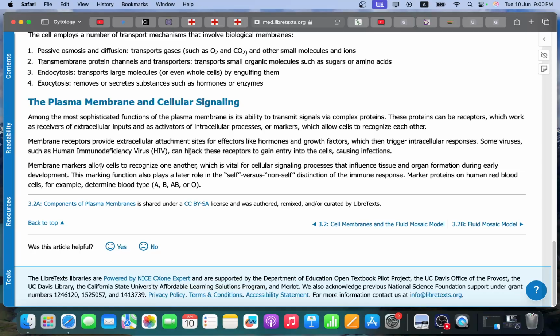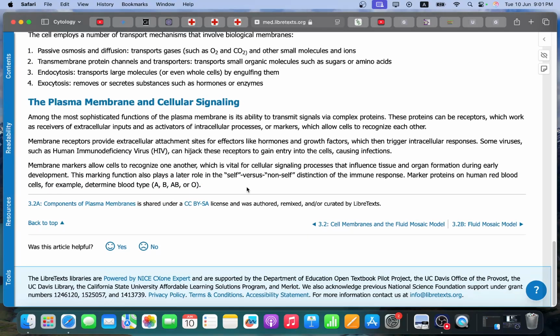Membrane markers allow cells to recognize one another, which is vital for cellular signaling processes and processes that influence tissue and organ formation during early development. This marking function also plays a later role in the self versus non-self distinction of the immune response. Marker proteins on human red blood cells, for example, determine blood type.